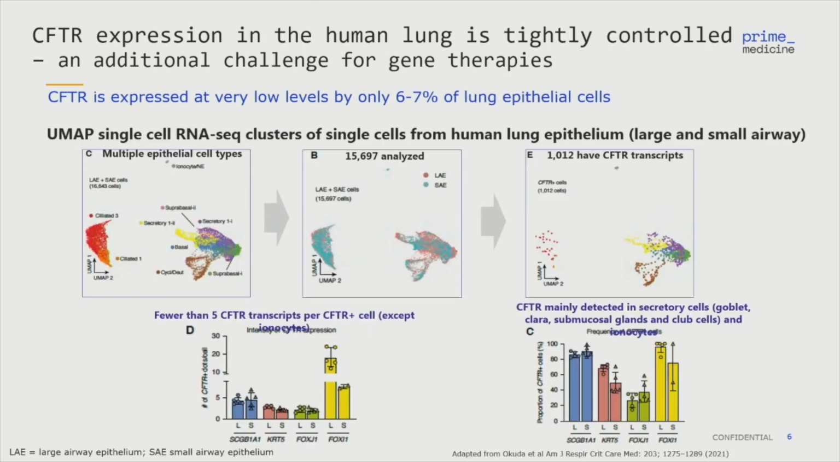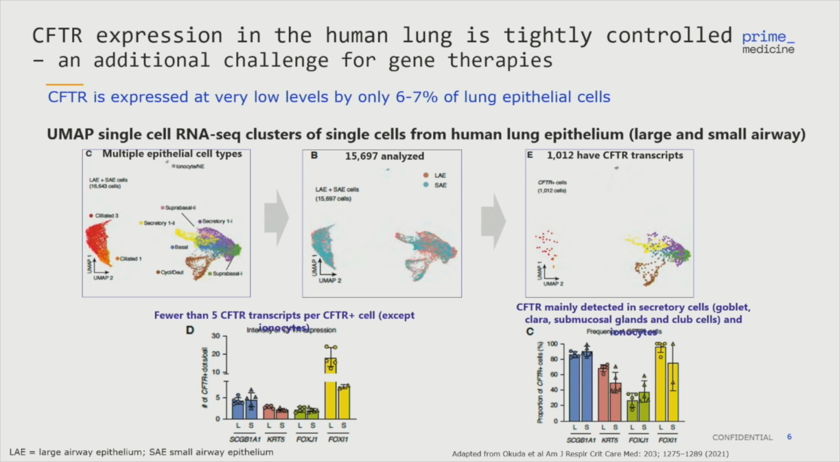Okay, so here's something I want to talk to you briefly about. This is from a publication, but there are many such single-cell RNA-seq data sets that you can get access to. The key point here is that, unlike the pancreas, the CFTR gene is incredibly tightly regulated. And so if you think about developing a transgene and putting it into the lung, you're probably not going to really restore normal gene expression.